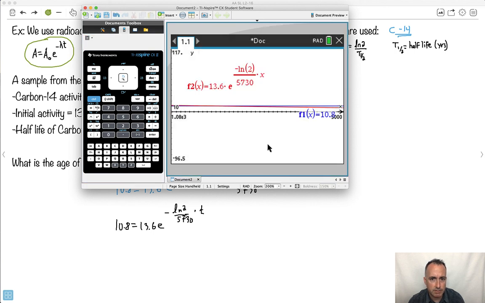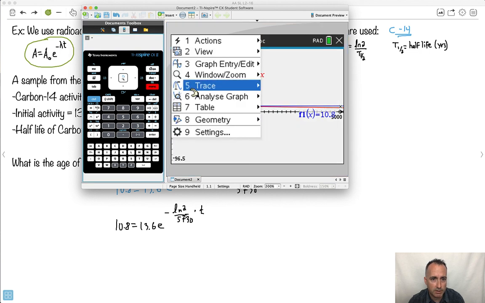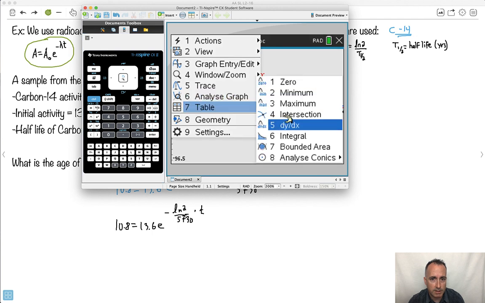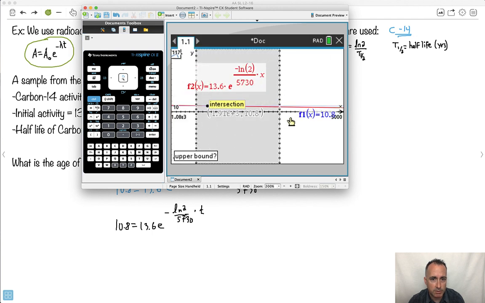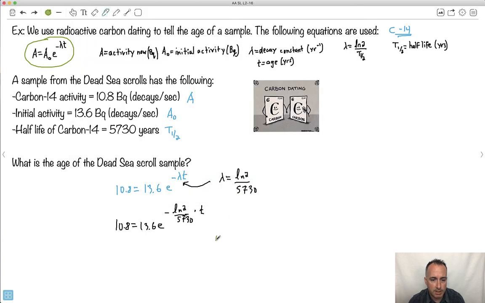See how that looks. Look, they've crossed. There is a place where they actually cross. The red one here is above the blue one, and now the red one's below the blue one, so they crossed somewhere. So I can do menu, analyze, and ask for the intersection. I'll do it somewhere between here and here. Do you notice it gives me 1.91 times 10 to the 3? So that means t equals 1,910, roughly, years. That'll be the age of this sample.